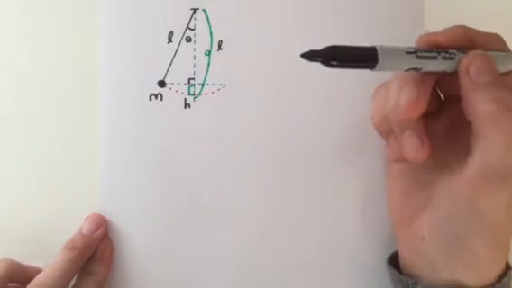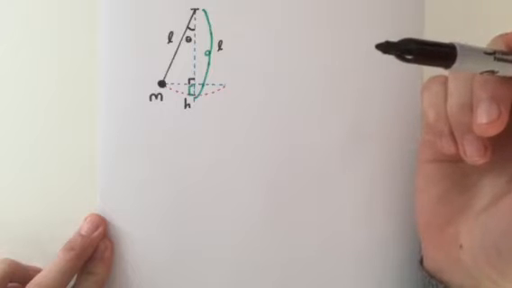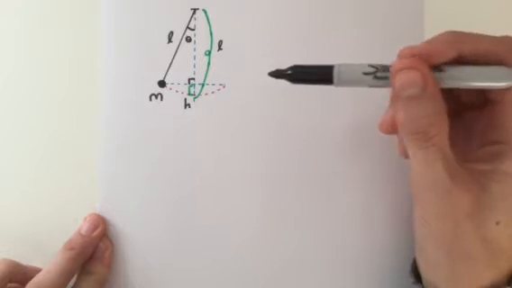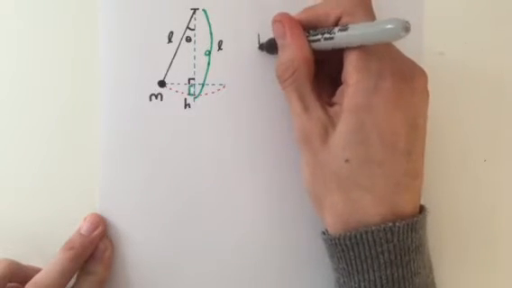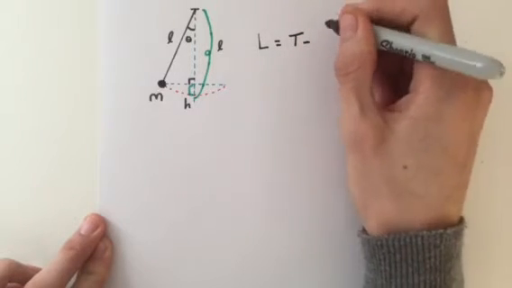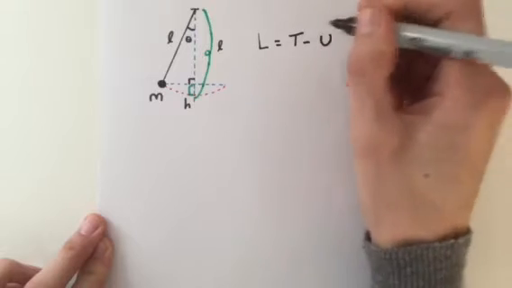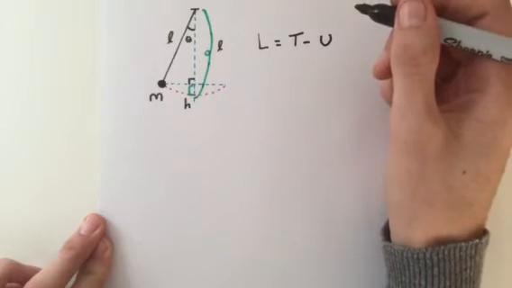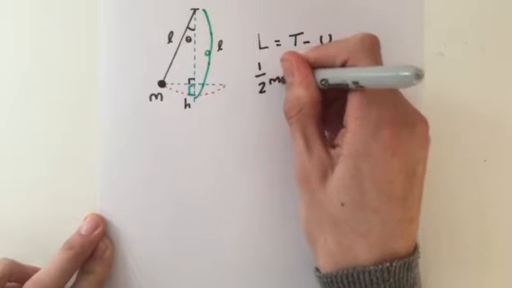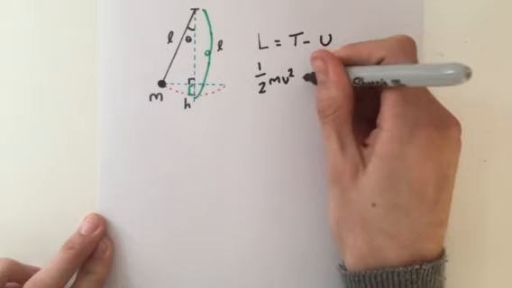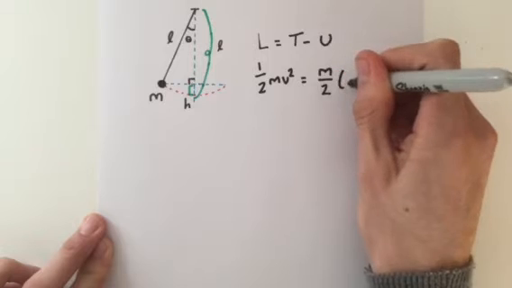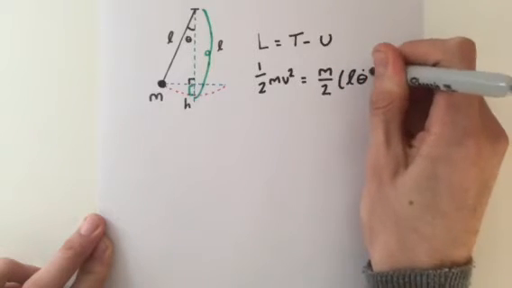First of all, you should have taken the route of using the Lagrangian and the Euler-Lagrange equations to figure out the equation of motion. So when we do that, we first say the Lagrangian is equal to your kinetic energy minus your potential energy, which I call U. So that's easy. We get a half mv squared, which is equal to m over 2 multiplied by L theta dot all squared.